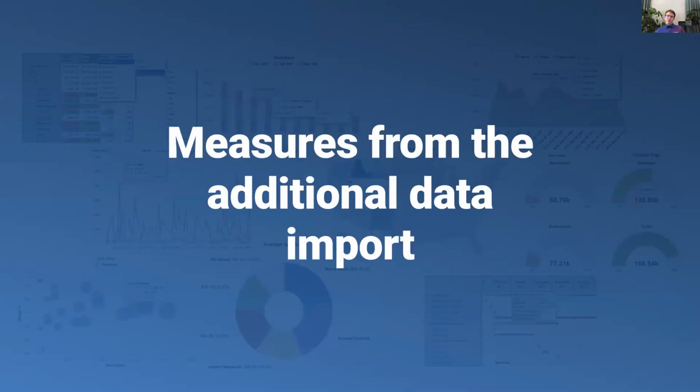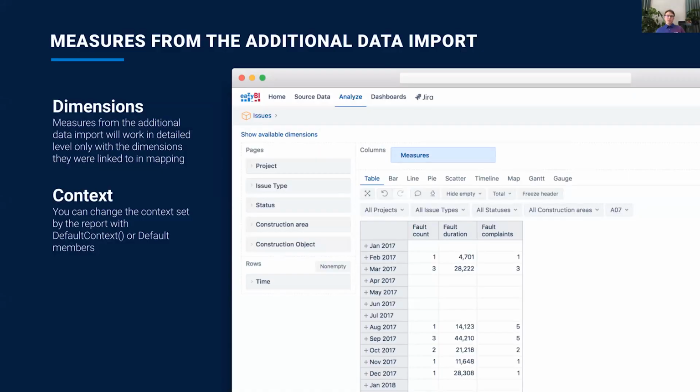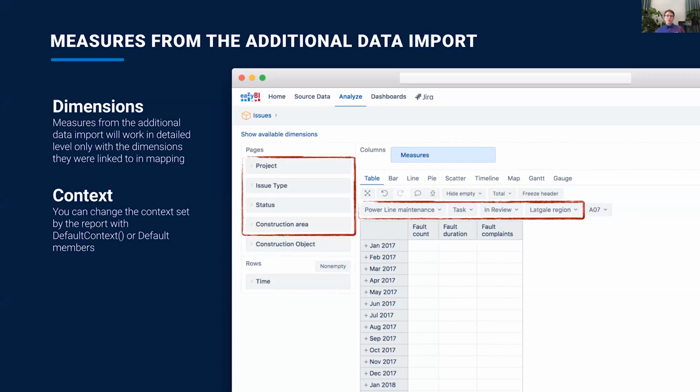With the seemingly hardest part behind us, we move on to the part where the hard work comes to life. But stop. Do you think the measures from the additional data import act the same as the ones from JIRA import? On the first glance, they do. With the time dimension on rows and only the construction object dimension with individual members selected, the results look fine. But once other dimensions are selected in detailed level, the values disappear.